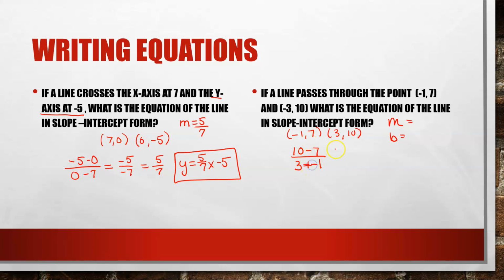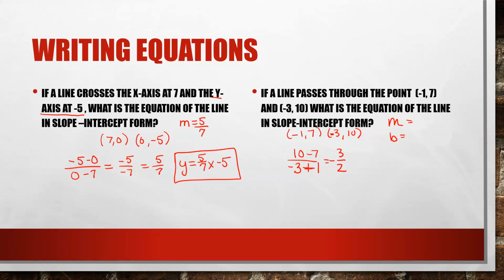So I have 10 minus 7 is 3, and 3 minus negative 1. Oops, this should be negative. Sorry, let me go back. I had the point wrong. So I have 10 minus 7 still, and I have negative 3 minus negative 1. That becomes positive. So I have 3 over negative 2, so negative 3/2. So there's my slope.